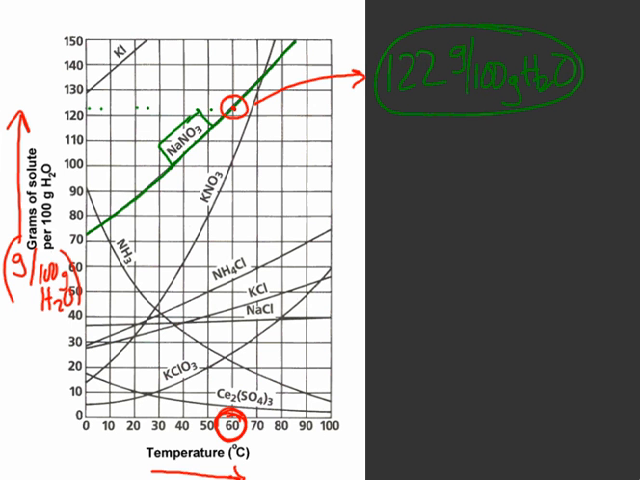I cannot have just the mass. Now, if I was to ask you how much sodium nitrate a saturated solution can hold at 60 degrees Celsius, or how much mass, then my answer would be just 122 grams.